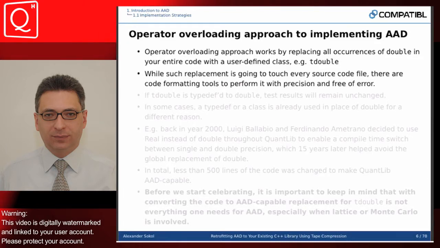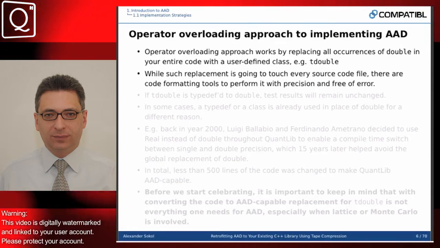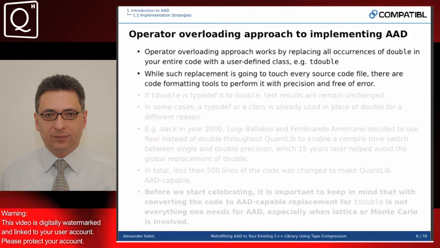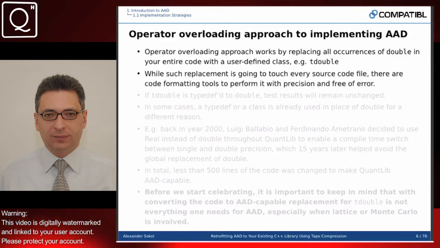First of all, you have to do, and I know it sounds crazy, but actually it's not that bad. You have to replace all occurrences of double in your entire code with a user-defined class. For example, T double or A double or whatever you call it. And that replacement is going to touch every single source file. So people who take a version control system update after you do that will be slightly surprised because every single file will change. However, there are a lot of code formatting tools and general code refactoring tools that make it possible to perform it with precision, free of error, and generally in a reliable way.